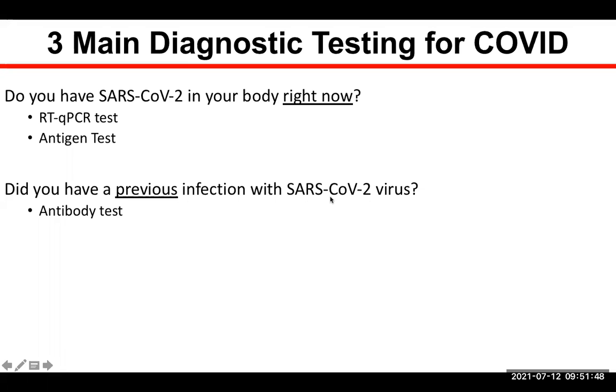Whereas if you've previously been infected, these two tests do not detect that because they're looking specifically at the virus. Whereas with the previously infected test, we're looking at antibodies, IgM and IgG, which I went over last week, to look specifically at your immune response that has been generated against the virus, assuming that you've been infected.